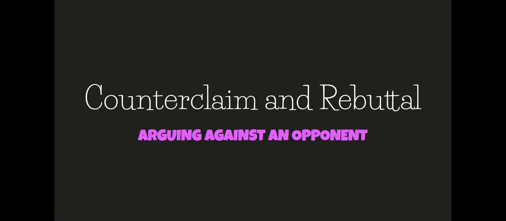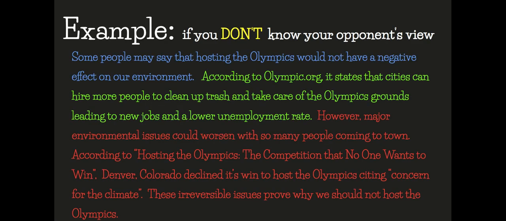We see this a lot in politics, right? They are trying to argue what's the most important thing that the voters are interested in right now. Those might be two different things that they believe. So what does that look like? Well, if you don't know your opponent's view, here's what you might say. Some people may say that hosting the Olympics would not have a negative effect on our environment. According to Olympic.org, cities can hire more people to clean up trash and take care of Olympic grounds, leading to new jobs and a lower unemployment rate.